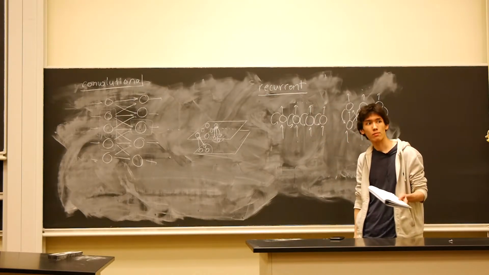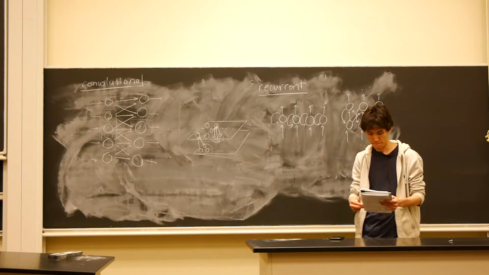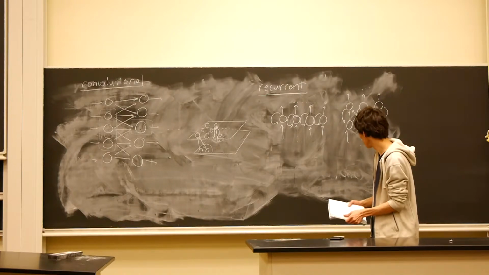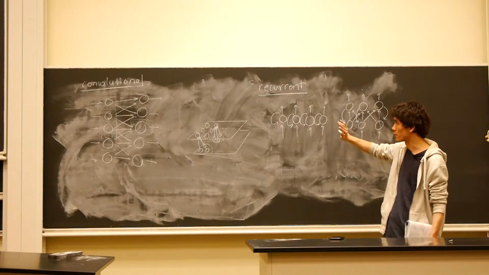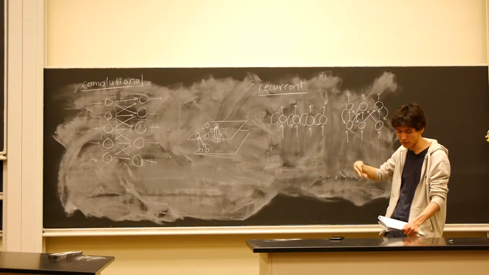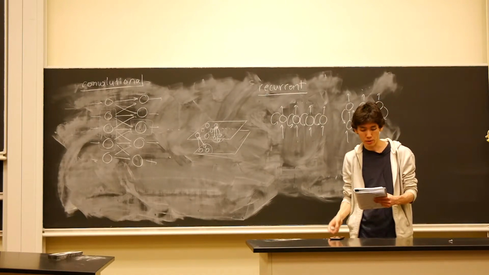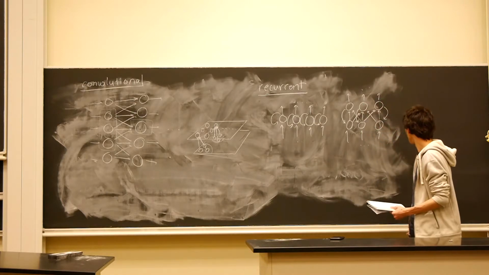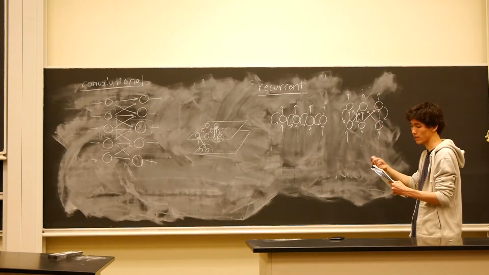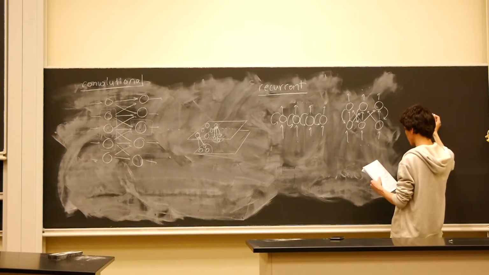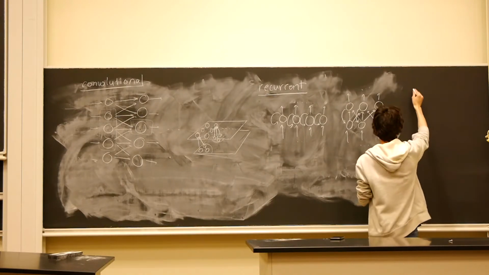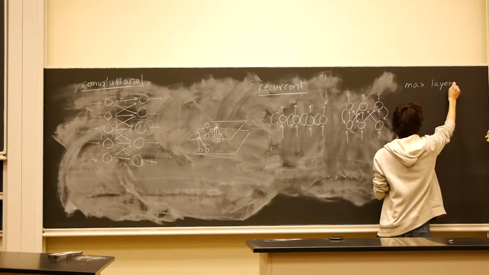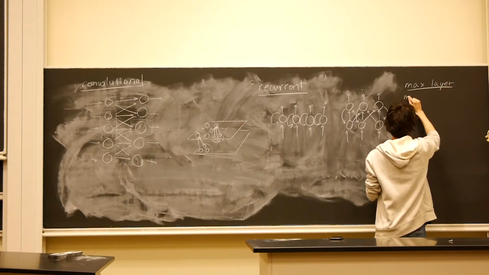Okay, any other questions? So here I just presented the feed-forward layer, convolutional, recurrent. There are lots of other kinds of architectures that are used. Another common one, or there are lots of specialized ones as well. Here's one example of a specialized architecture. It's called a max layer, or a max pooling layer.